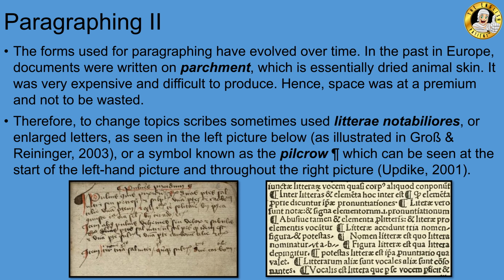Now, the other method is the pilcrow, which you can see the symbol for there. And this was commonly used in slightly altered forms, in a variety of different forms, as the shape of the pilcrow itself evolved. And you can see examples of pilcrows at the very start of the document on the bottom left, and then another form of a pilcrow being used throughout the document on the bottom right.